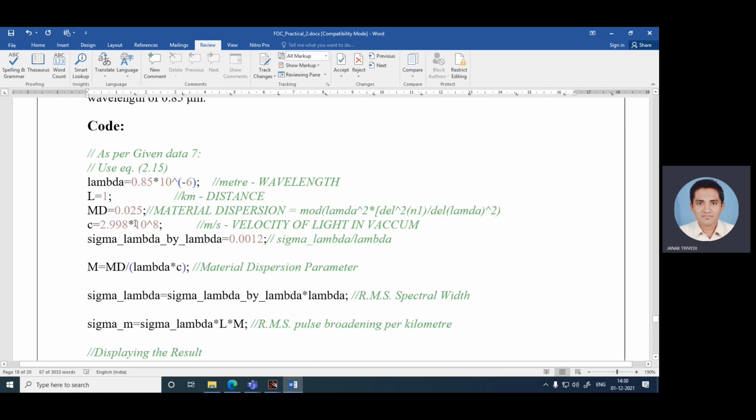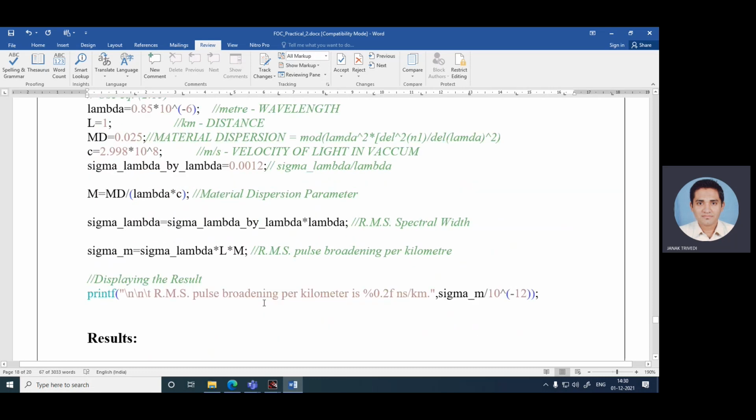Lambda is equal to 0.85 10 raised to minus 6 meter wavelength, L equal to 1 kilometer distance, M suffix D is 0.025 material dispersion, C is equal to 2.998 10 raised to 8 meter per second velocity of light in vacuum, sigma lambda by lambda is equal to 0.0012, M is equal to M suffix D divided by lambda C, the material dispersion parameter. Sigma lambda is equal to sigma lambda by lambda into lambda, the RMS spectral width, and sigma M is sigma lambda into L into M, the RMS pulse broadening per kilometer. And finally display the result with printf, RMS pulse broadening per kilometer.